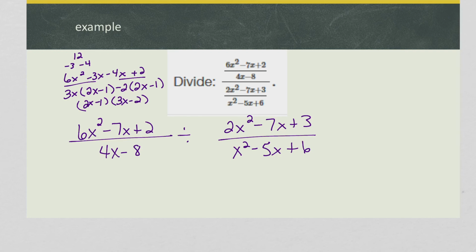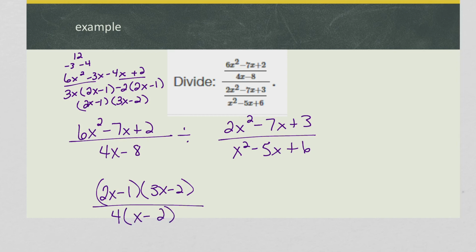I'm going to go ahead and write it down here. 2x minus 1 and 3x minus 2. All right, the denominator can factor to be 4 times x minus 2. All right, now I'm going to change my sign to multiplication. Now I'm flipping, okay? So this factors to be, let's see here, x minus 2 and x minus 3. Yep. All right, this numerator right here, I'm going to write off to the side.